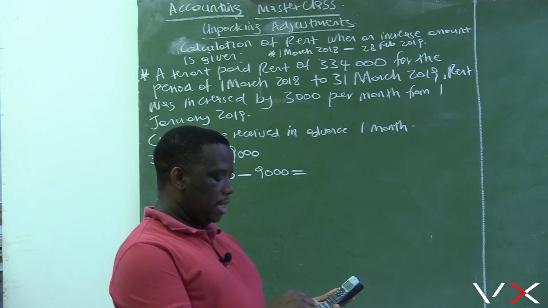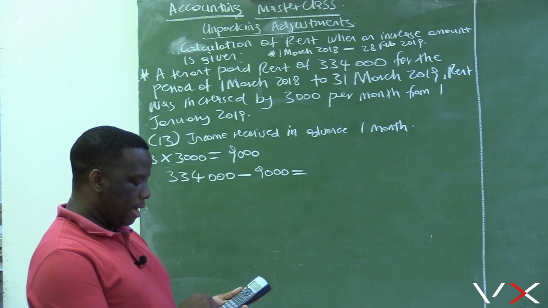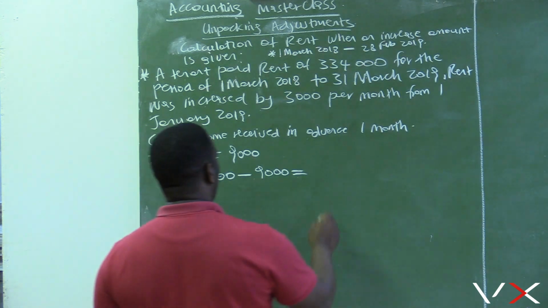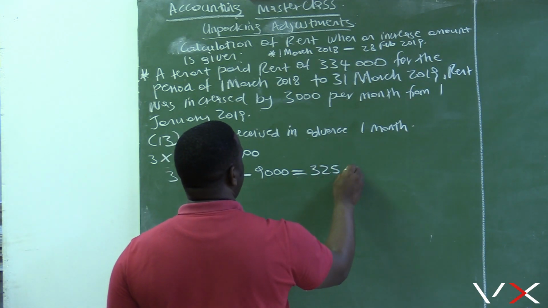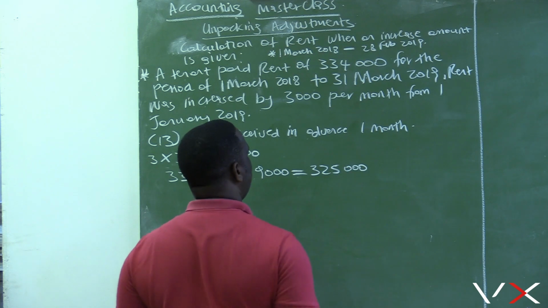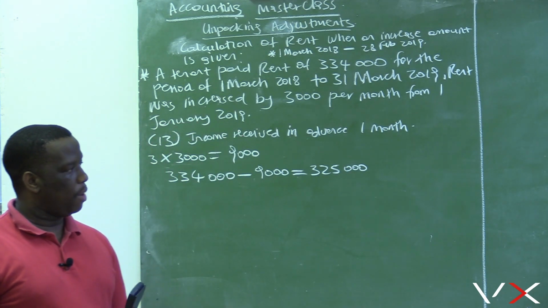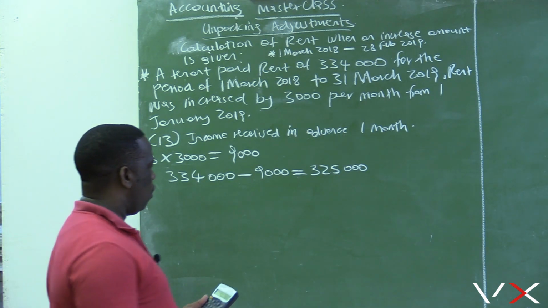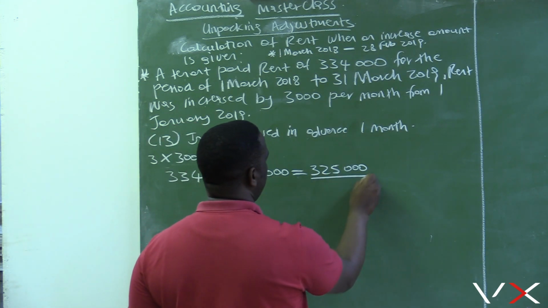So 334,000 minus 9,000 increase. If this rent did not increase during the year, the total amount for 13 months would have been 325,000. So we are taking out the increase because we want to see the total amount if this rent did not increase.